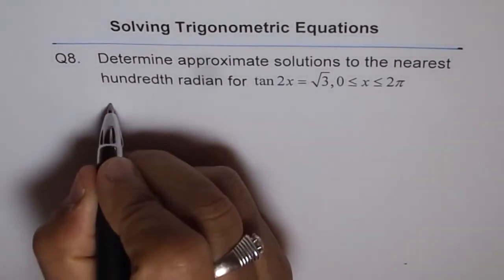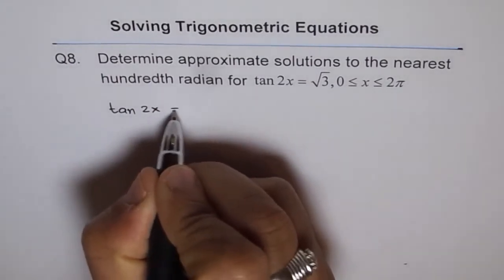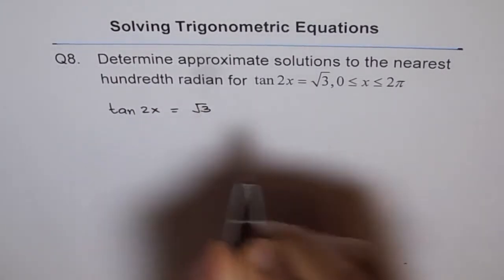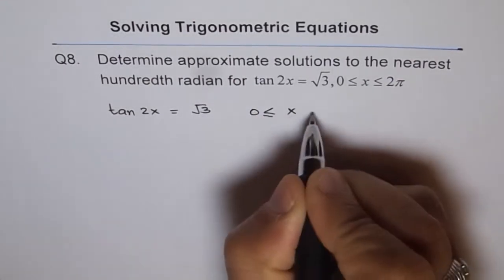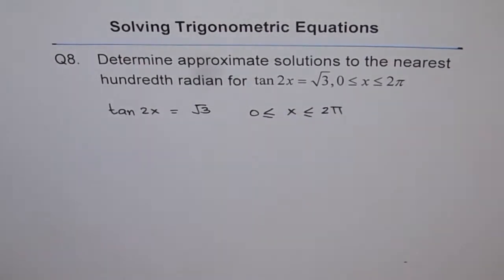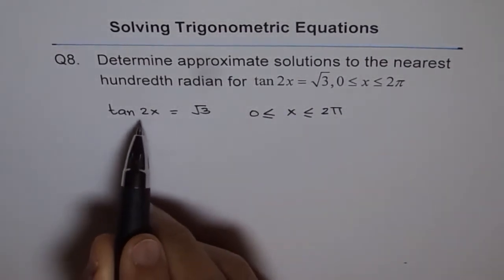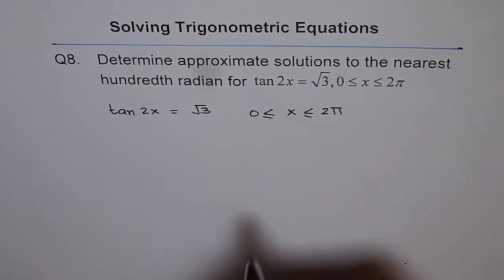It says like this: tan 2x equals square root of 3, and within a domain where x is greater than or equal to 0 and less than or equal to 2 pi. So that's the domain for x. But see, the question is in 2x, so you need to find what the domain is for 2x. That is very important for these kinds of questions.